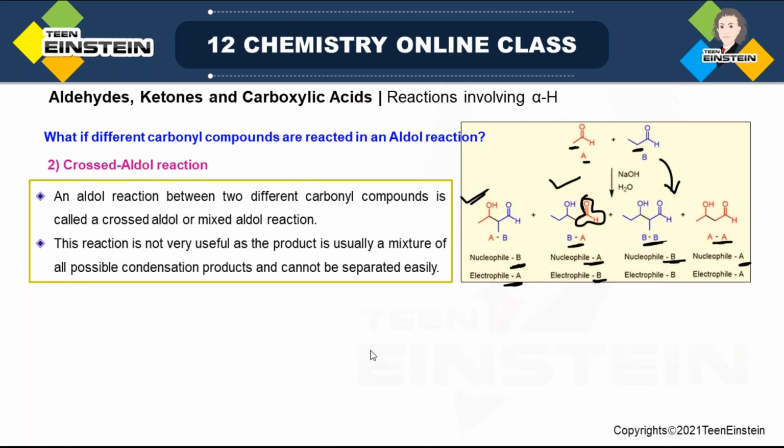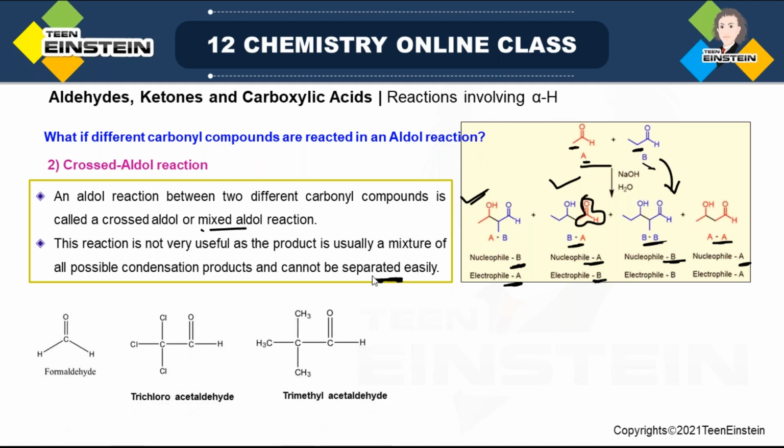So cross-aldol reaction, an aldol reaction between two different carbonyl compounds, is called cross-aldol or mixed aldol. This is not very useful unless you take care of what type of molecules you are taking. Suppose just take this example. It is usually a mixture of all possible condensation products, both normal as well as cross. So separation of them is really difficult. So you have to take one molecule where there is no alpha hydrogen.